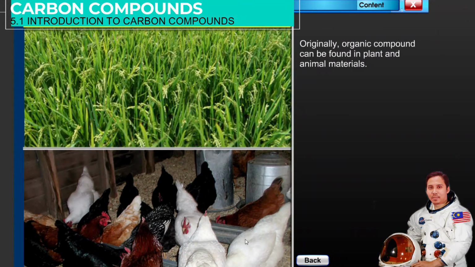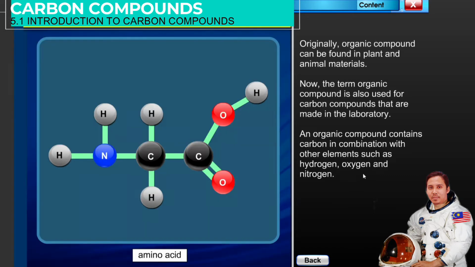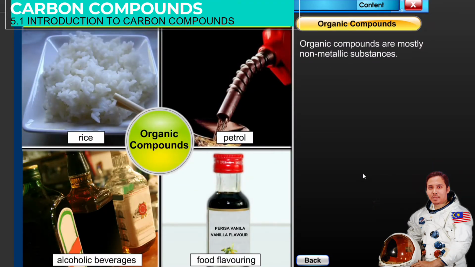Originally, organic compounds can be found in plant and animal materials. Now, the term organic compound is also used for carbon compounds that are made in the laboratory. An organic compound contains carbon in combination with other elements such as hydrogen, oxygen, and nitrogen. Organic compounds are mostly non-metallic substances. This is because they do not have metal elements.